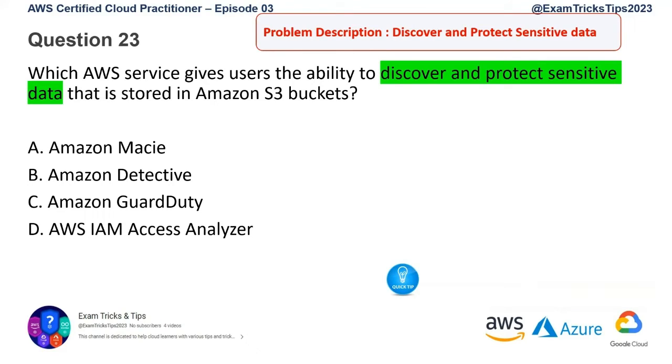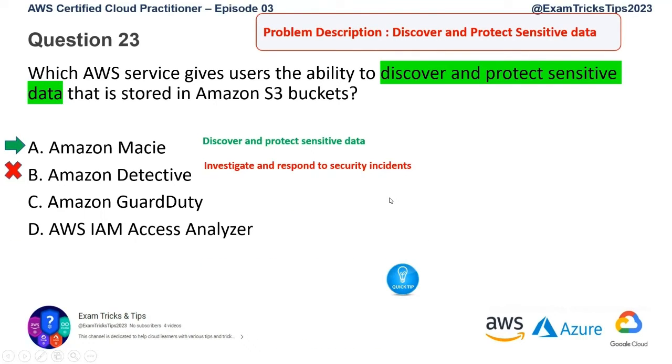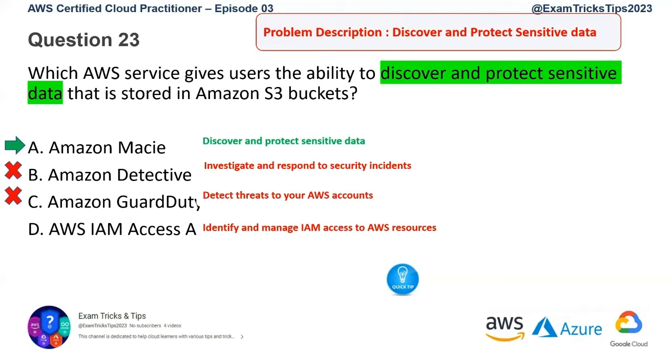So Amazon Macie appears to be the correct answer, but let's see what other options there are and what they do. Amazon Detective is used for investigating and responding to security incidents, but not really to discover and protect sensitive data. Amazon GuardDuty detects threats to your AWS account. Again, it does the job of detection, but it won't protect the sensitive data. IAM is used to identify and manage access to your resources. Again, it's not for protecting the sensitive data.